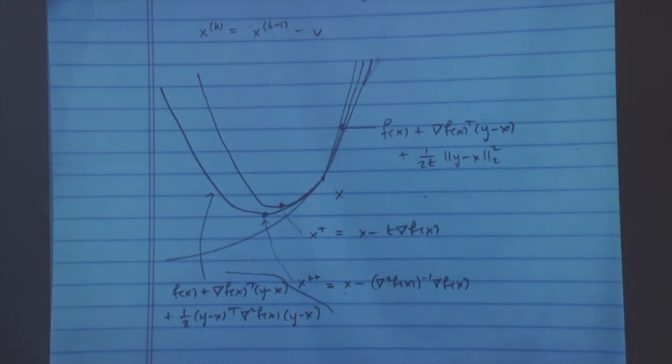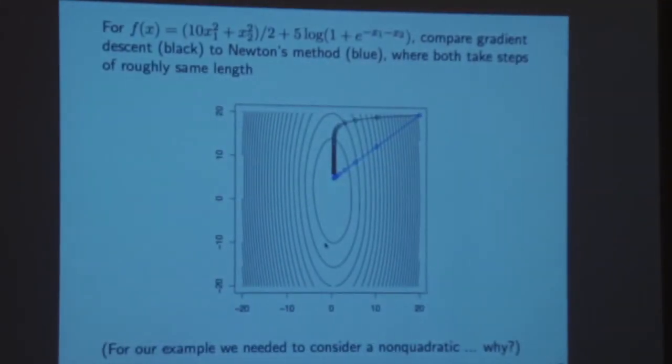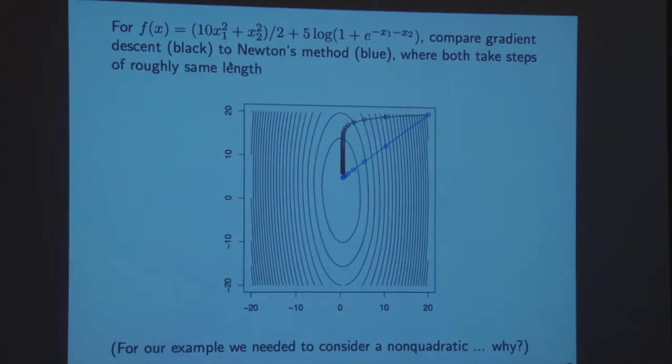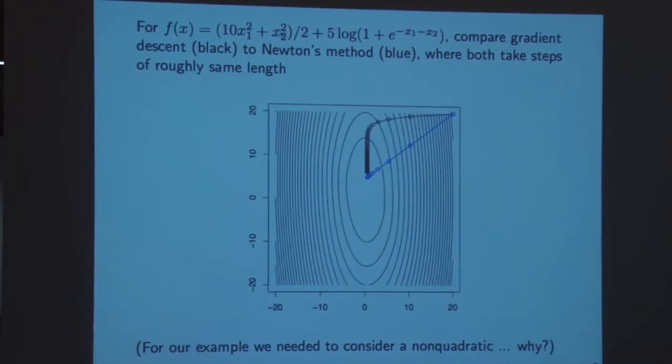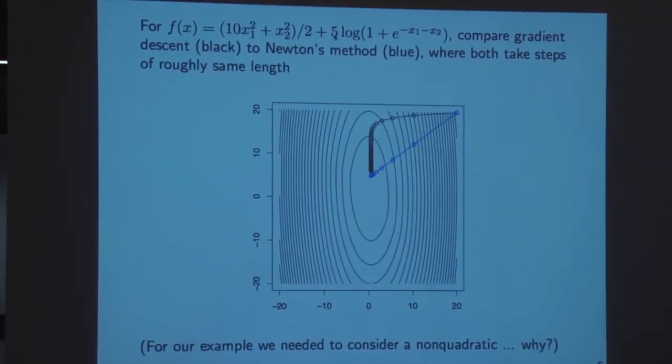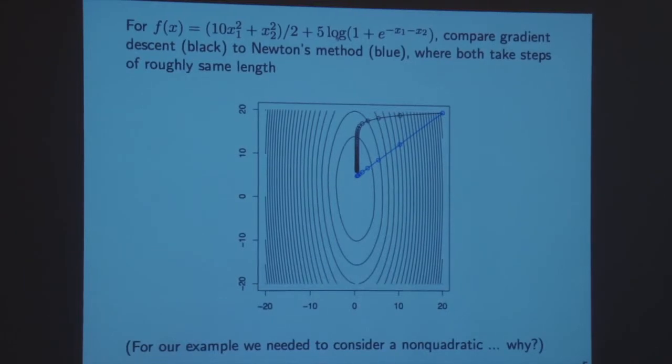So here's a very simple example. I used a pretty similar example for gradient descent, although not quite the same, where I took this two-dimensional function. It's 10x1 squared plus x2 squared over 2. It's a quadratic part. And I added this term, 5 times the log of 1 plus e to the minus x1 minus x2. This part's convex, right, because this is the log sum of exponentials. We know it's convex. And I plotted the contours of that function here in this two-dimensional example.